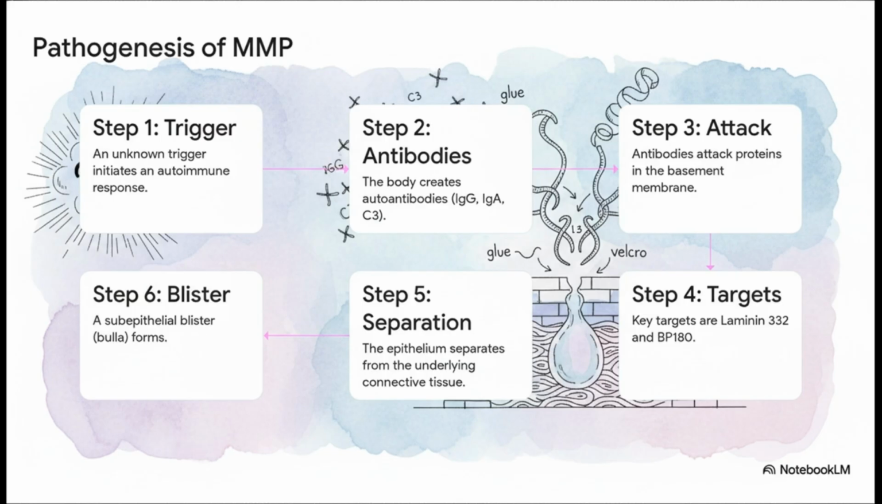In response, the body starts making these things called autoantibodies. You can think of them as misguided soldiers. Their new incorrect mission is to attack the very proteins that act like Velcro, holding our top layer of tissue, the epithelium, to the connective tissue underneath. When these antibodies hit their targets, that Velcro just lets go. The result? A clean split. That new space fills up with fluid, and boom, you've got a blister, or what we call a subepithelial bulla.